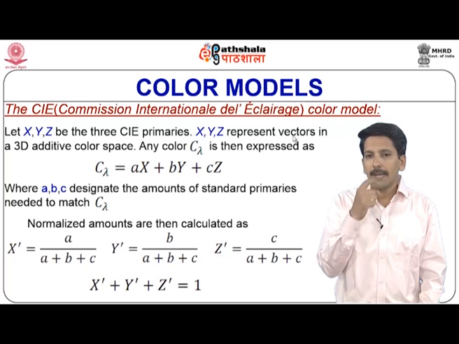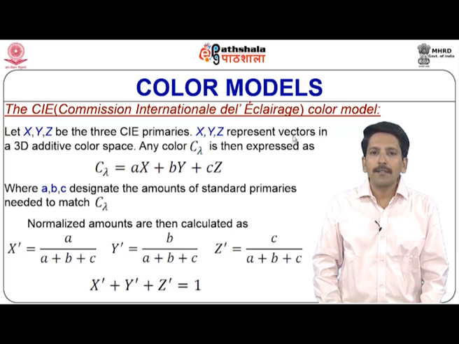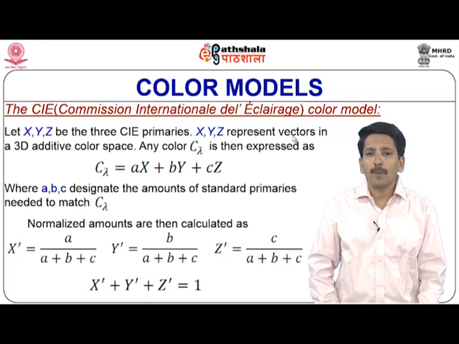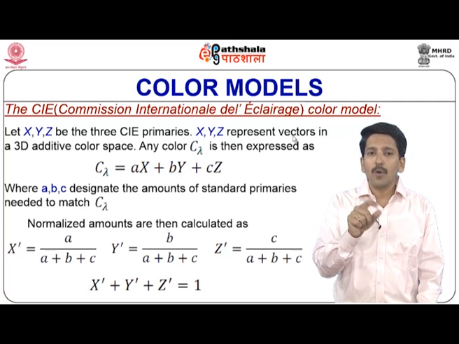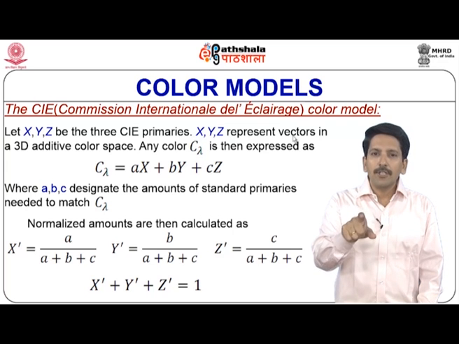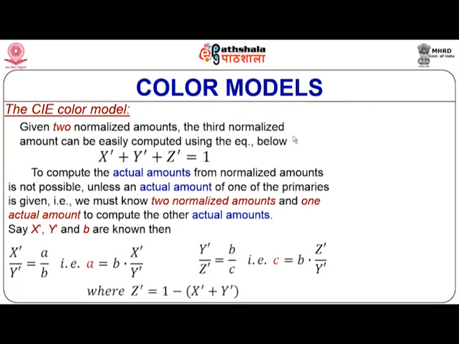So, given the actual amounts, how to get the normalized amounts is, say for example, let x dash represent the normalized amount of A, let y dash represent the normalized amount of B, which is B by A plus B plus C, and z dash represent the normalized amount of C, which is C by A plus B plus C. So these ratios are always between 0 and 1. So the minimum and maximum are 0 and 1 for the normalized amounts. The relation is now valid: x dash plus y dash plus z dash is always equal to 1 because of the normalization step.